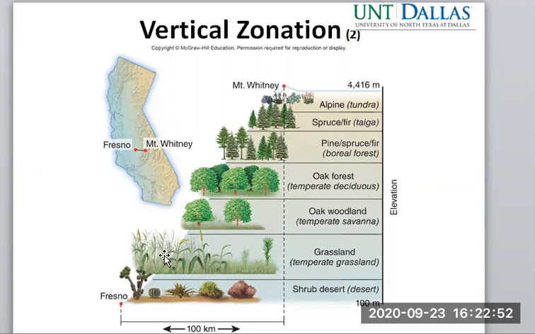Temperature and precipitation change with elevation as well as with latitude. In mountainous regions, the temperatures, we know, are cooler, and precipitation is also usually greater at higher elevation. That's why we say that mountains are very cool and often wetter than the low elevations. So as the elevation increases, you will see a different kind of vegetation like the alpine, the spruce or pine or oak forests. This we call vertical zonation.